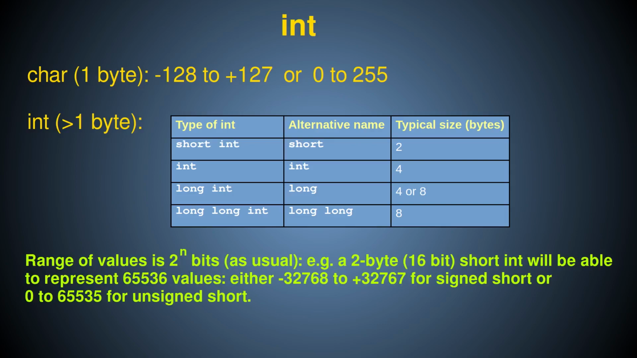A 2 bytes integer, that is a short int, will be capable of representing 2 to the power 16, that is 65,536, different values, and these will be either unsigned integers from 0 to 65,535 for the unsigned short, or a signed short would have a range of minus 32,768 to positive 32,767. Similarly, the other types of integer will represent 2 to the n different integers, where n is the number of bits, not bytes, it provides.